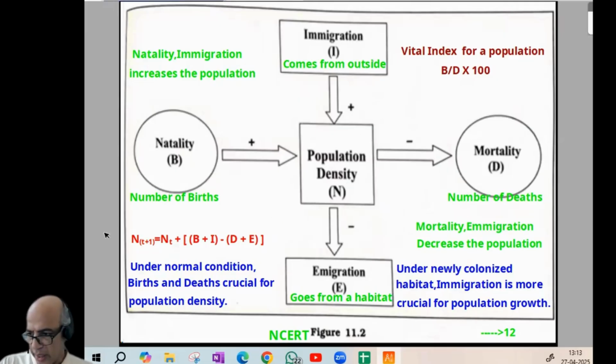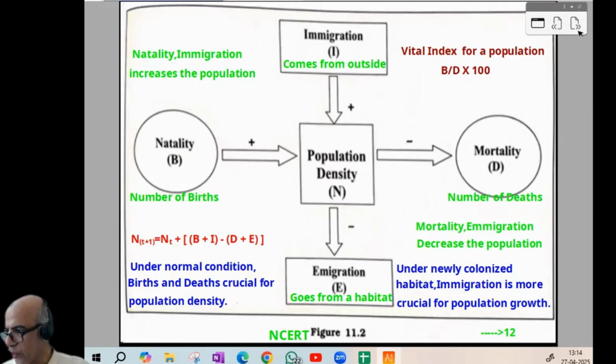Now, next there is a typical formula: N(t+1) in a given time equals N(t), previously how many are there, plus birth plus immigration minus death plus emigration. I think the idea is clear. Under normal conditions, birth and death are crucial for population density. In a newly colonized habitat, immigration is more crucial for population growth. Then we have to discuss one more item here, a term called vital index for a population. It is nothing but birth by death into 100, vital index. I think that idea is clear.